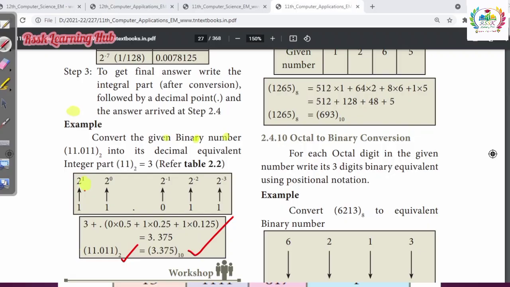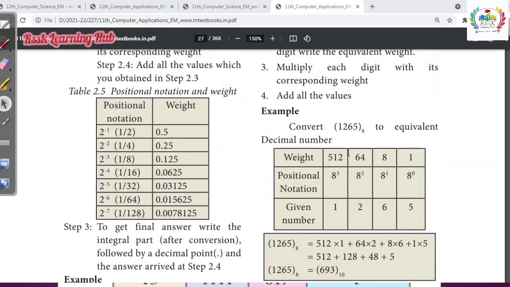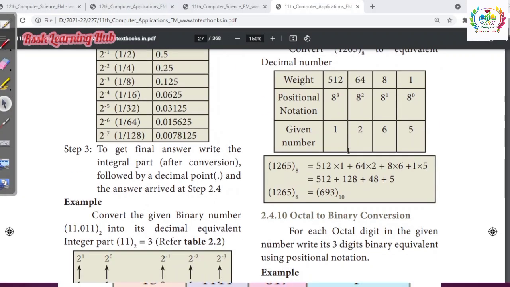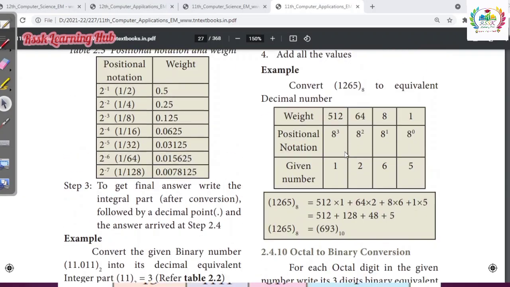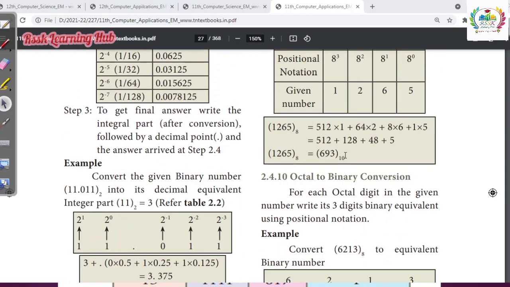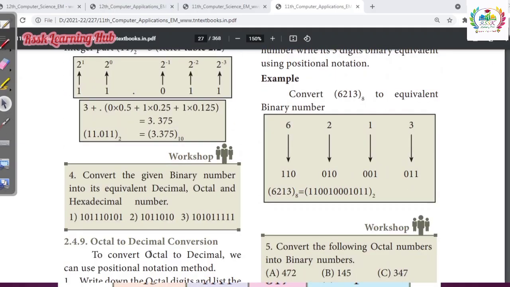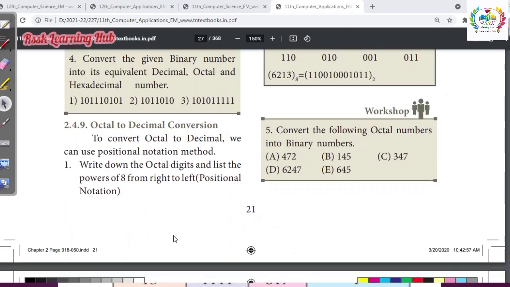Next we will see the next conversion method, that is octal to binary conversion, octal to decimal conversion. Next we will see about octal to binary. So first is octal to decimal.